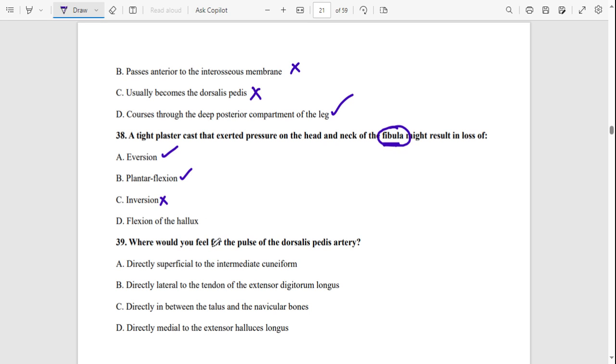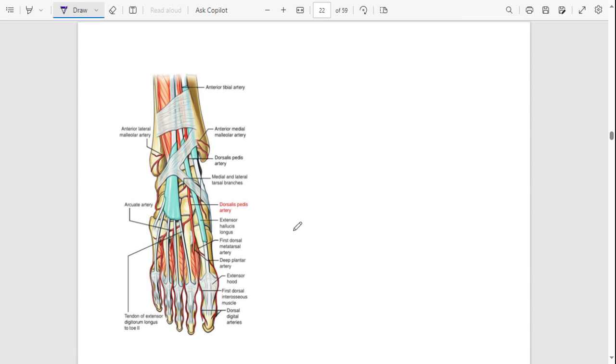Where would you feel for the pulse of the dorsalis pedis artery? Now, the dorsalis pedis, look at this. As we already mentioned, the dorsalis pedis comes from the anterior tibial artery.